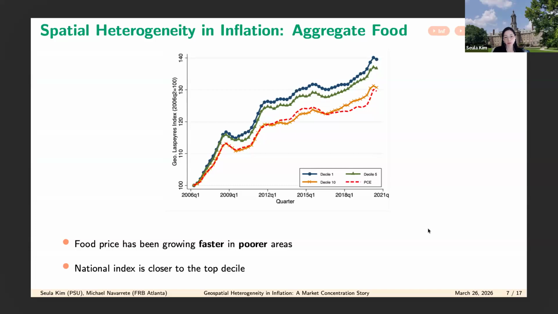You do see that food prices tend to be growing faster in poor income areas. On top of that, we also plot the official stats provided by the PCE index, which is the red dashed line, and this sits quite much on top of the richest decile. So this shows that the national index is quite close to the top decile, and that it might be representative of the richer group, but it may still understate the patterns we are finding in poor income areas, which are substantially different from this richer group.